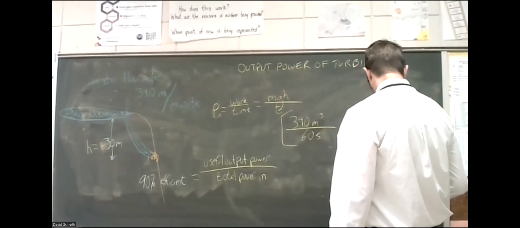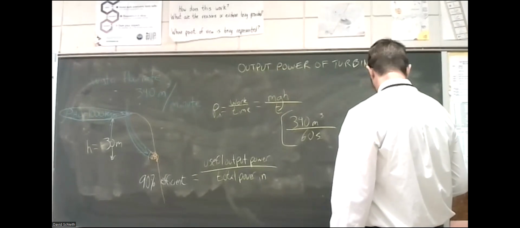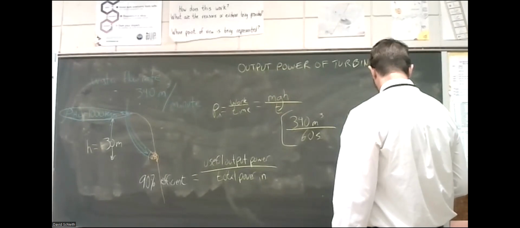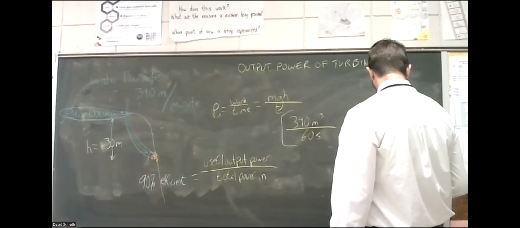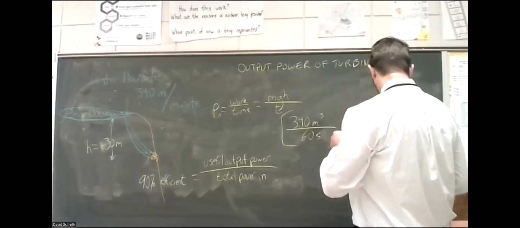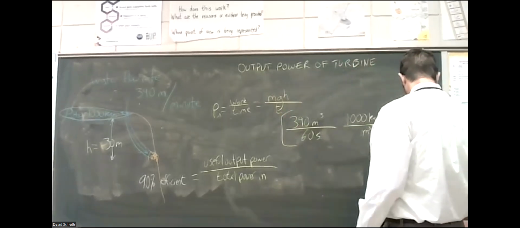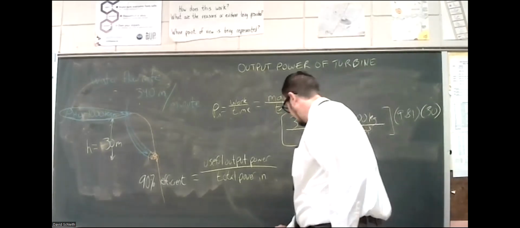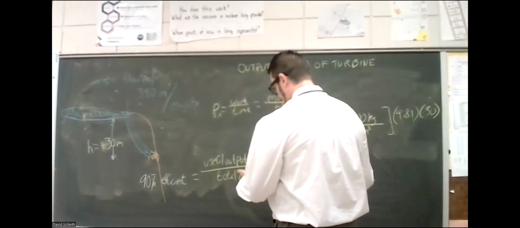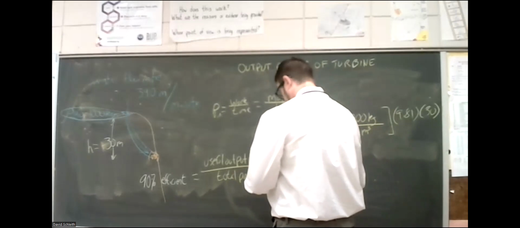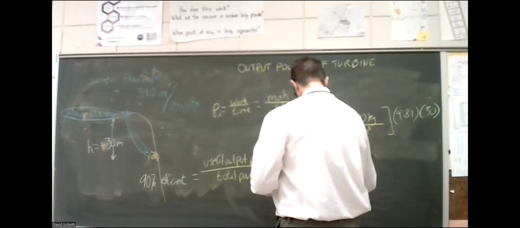All right, let's practice our mental math here. What's 340 times 1,000? Well, that's easy, 340,000. Now let's divide that by 60. Do it in your head. I'm getting about 5,600, the sixes repeat, I think. And then times 9.81 times 30. And now we've got the total power equal to, mental math here, 1,667,700.